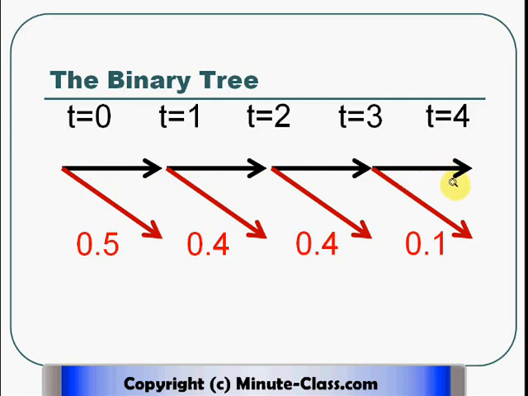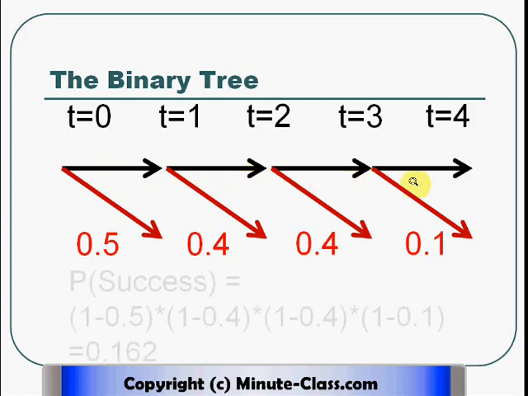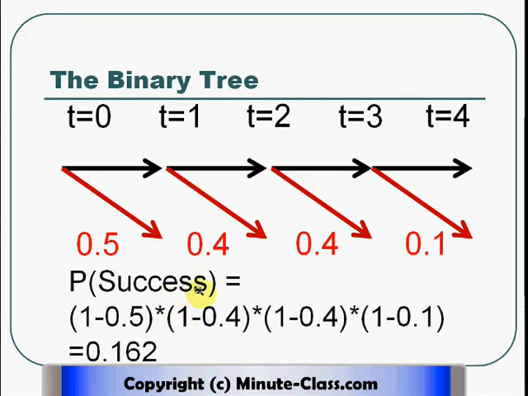So it means you have to go through all these black arrows. Then what is the probability of being successful? It will be 1 minus the failure chance of each year, and multiply them together. And you can see that this is 0.162, which is pretty low.